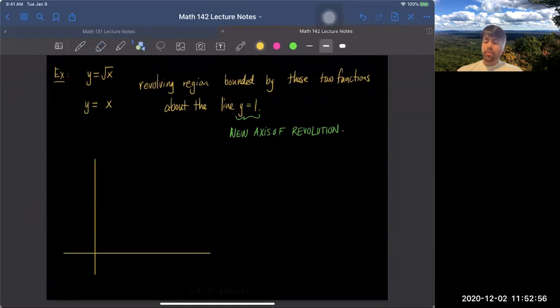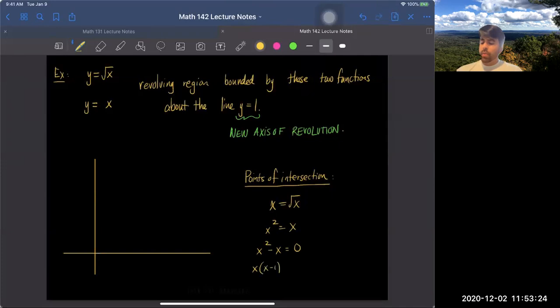So let's draw the region first. Well, what do we know about these two functions? What if we want to find the points of intersection first? This is rather easy because y equals square root of x, y equals x. We can say that x equals square root of x. Then if we want to solve this, what would we do? We would square both sides. We get x squared equals x. Then we get a quadratic, x squared minus x equals 0. So x times (x minus 1) equals 0. So then we get that x equals 0 and x equals 1. These are 2 points of intersection.